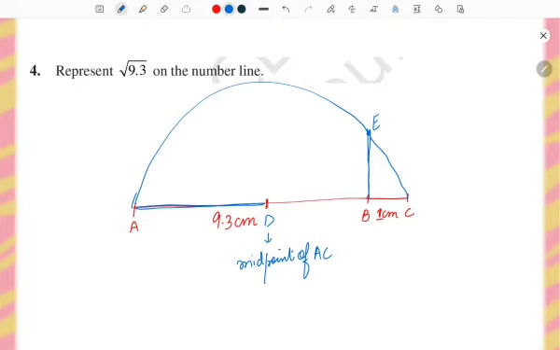What are we going to do next? Extending this number line, I am going to take radius as BE and mark an arc on the number line. The point where this arc intersects with the number line is where root 9.3 lies. I hope I am clear. Let's do it with the measurements now.